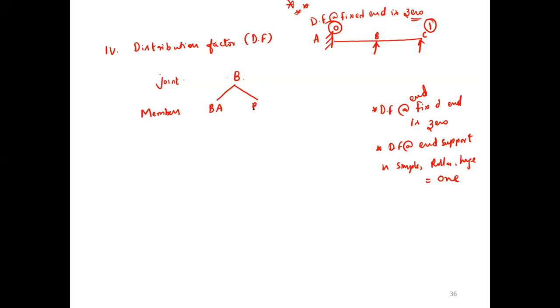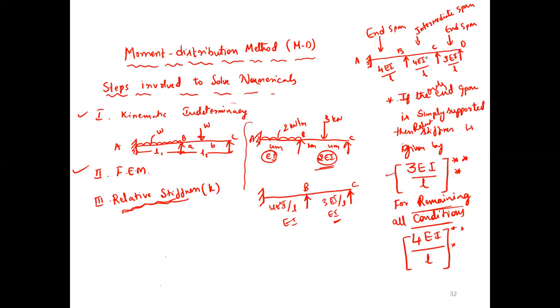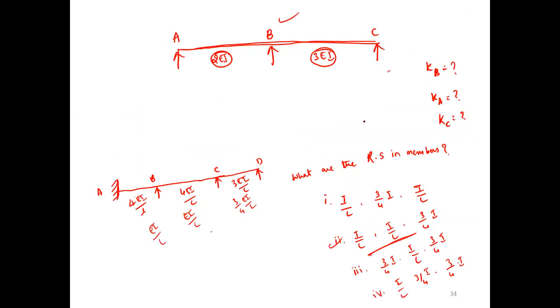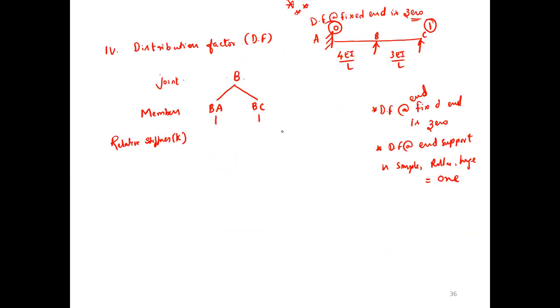What is relative stiffness? For BA, 4EI by L. For BC, 3EI by L. I have given EI and 2EI, with lengths of 4 meter and 6 meter. Next slide. This is EI, this is 2EI, and this is 4 meter and 6 meter.